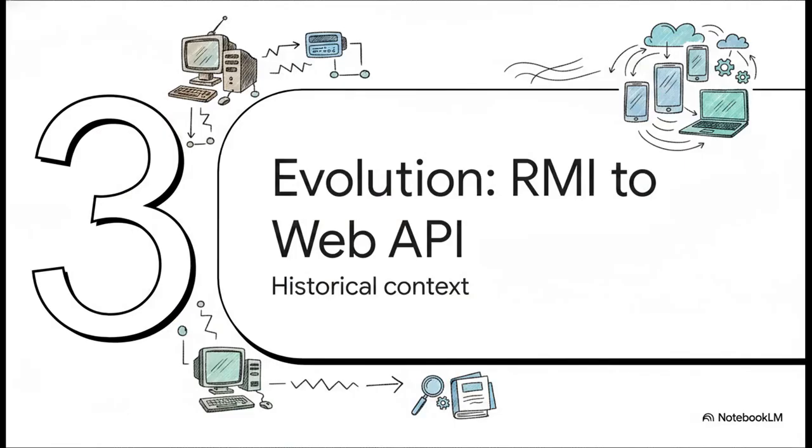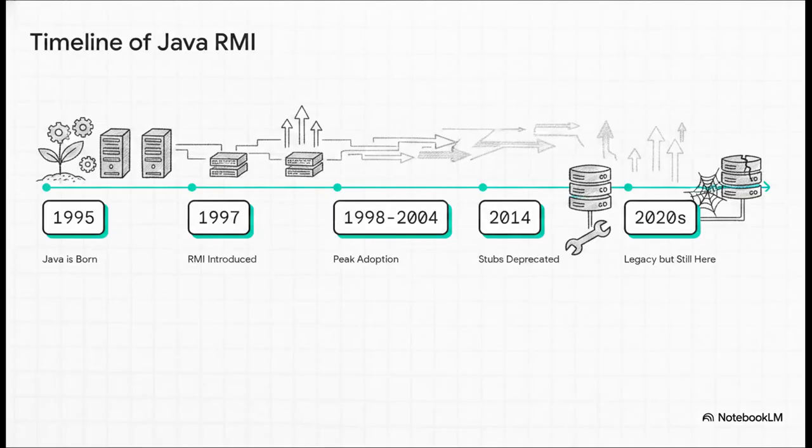Moving on to part 3, let's see how this framework evolved from older distributed tech to the modern web. Before modern web services completely took over, there was Java Remote Method Invocation, or RMI. When Java launched in '95, distributed object computing was the absolute holy grail for enterprise systems. By 1997, RMI hit the scene, and it completely dominated enterprise development right up into the early 2000s. It was a huge leap forward, but as the internet evolved, RMI kind of fell out of favor. By 2014, key parts of it were deprecated, leaving it mostly as legacy tech today.